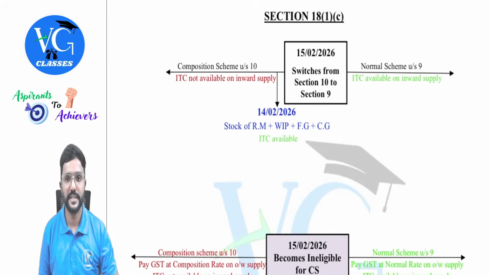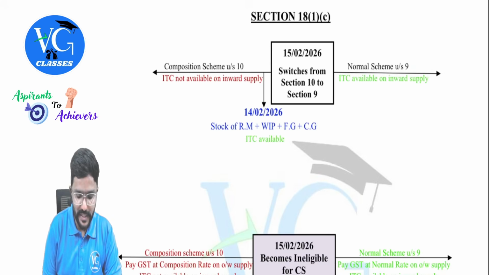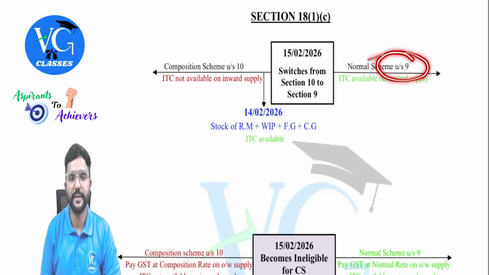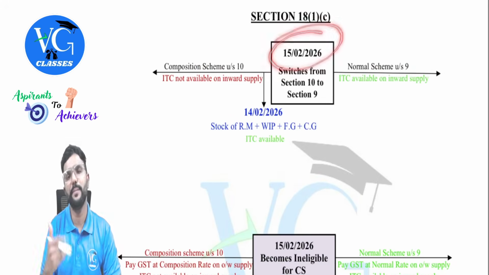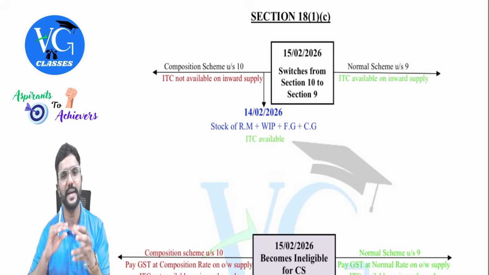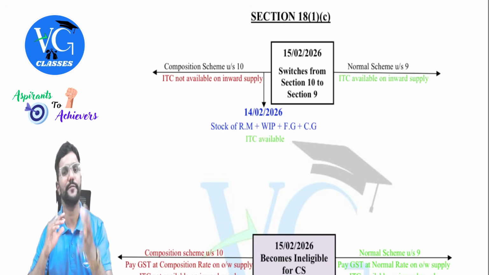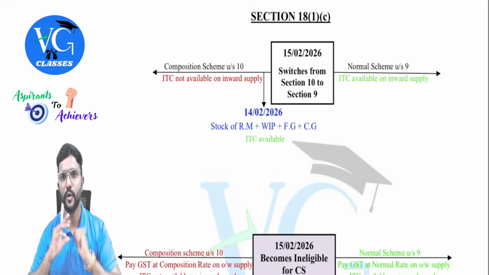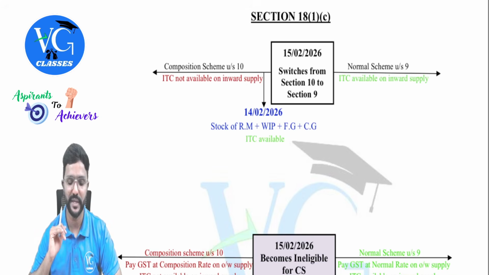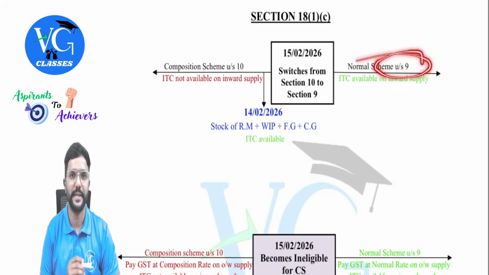So let me explain with an example. Section 18(1)(c). Assume a person was under section 10, now he is moving to section 9, because on 15th February, he became ineligible for any reason. Maybe he started supplying outside the state, or his aggregate turnover crosses the threshold limit of 1.5 crore, or 75 lakh, or 50 lakhs. Because there are two composition schemes, you should know what is the limit applicable. So assume on 15th February, he became ineligible. Immediately, I have to switch to section 9.